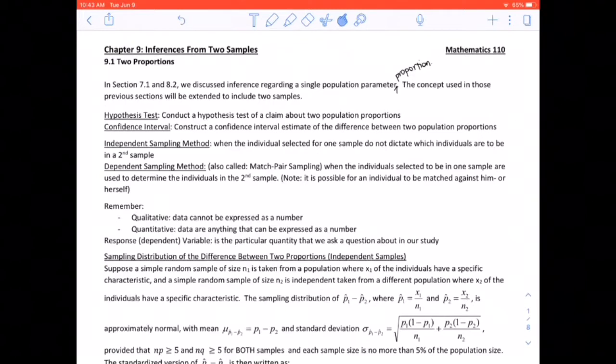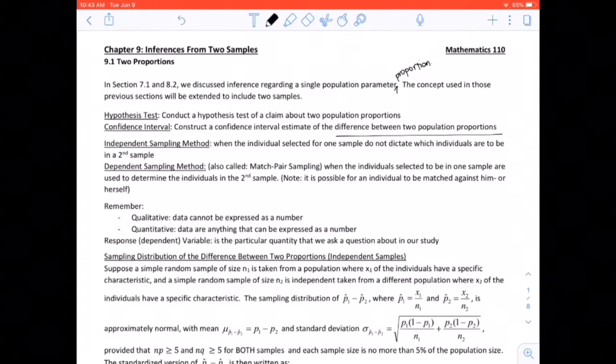So conduct a hypothesis test of a claim about two population proportions this time. And our confidence interval is going to be to construct a confidence interval estimate of the difference between the two population proportions. We have different methods for sampling. The first one is the independent sampling method, when the individuals selected from one sample do not dictate which individuals will be selected in the second sample.